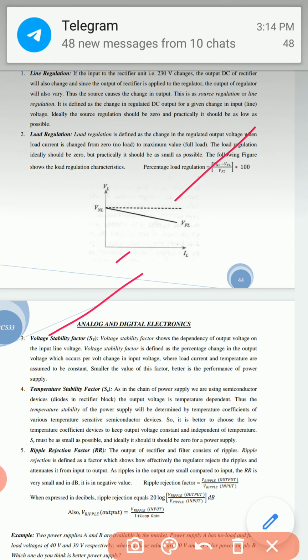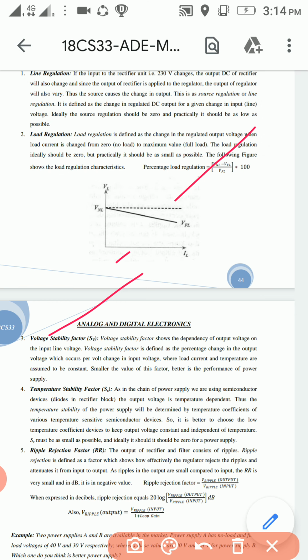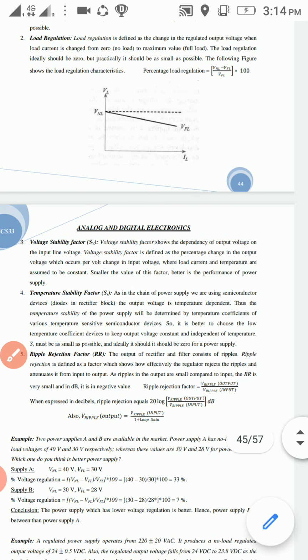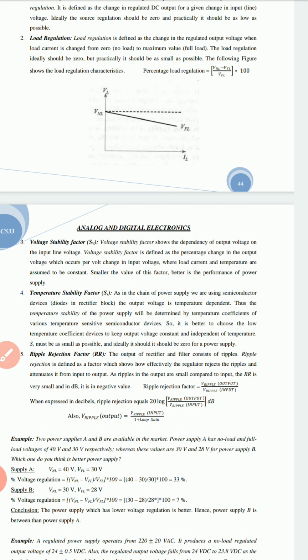Okay, so the last point is the ripple rejection factor. The formula for the ripple rejection factor is V ripple output divided by V ripple input. If I'm finding that in terms of decibels, it is 20 log of that value. V ripple output is equal to V ripple input divided by 1 plus loop gain. This is about the ripple rejection.